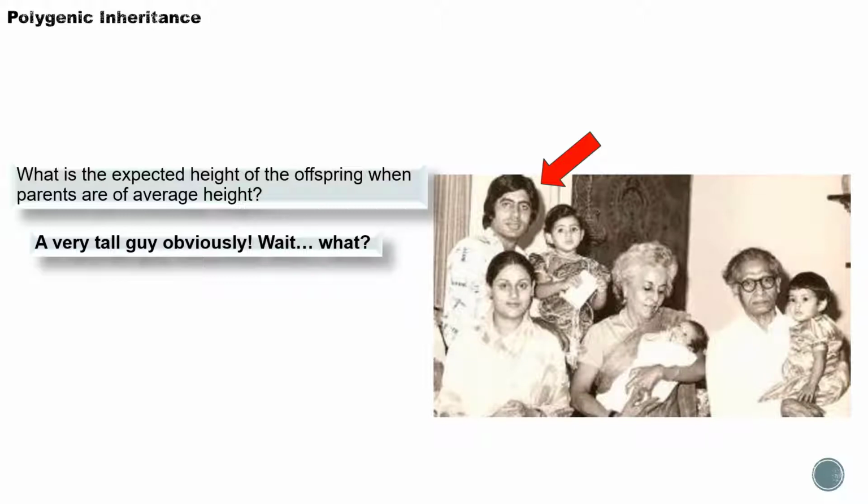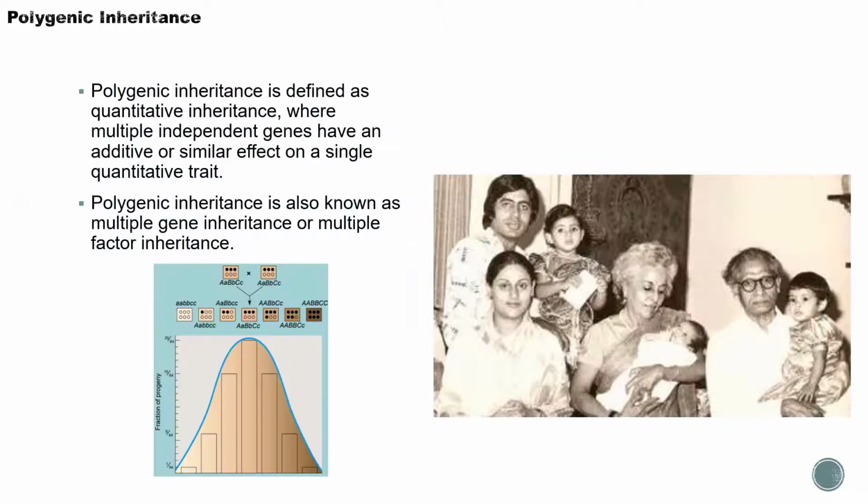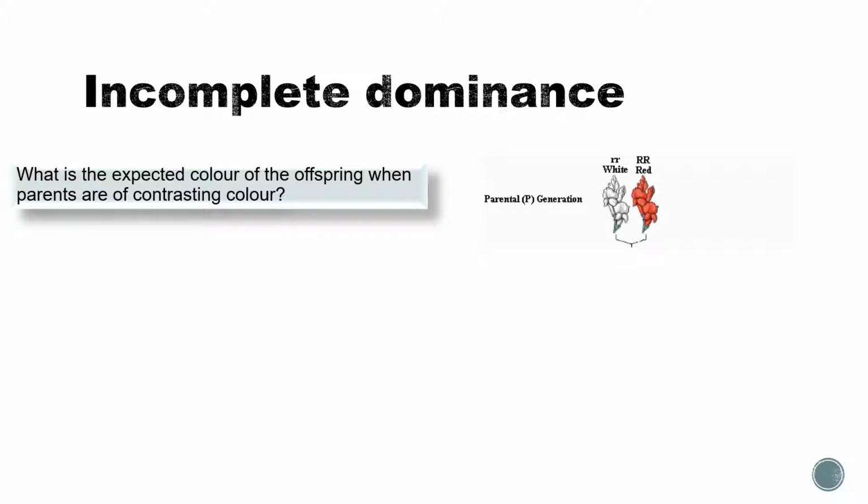But how? This is an example of polygenic inheritance, a number of genes that determine the outcome of a single character. The effect is additive and depends on the dosage of the genes that affect the character. This is also seen in the case of human skin color, and it generally follows a binomial distribution in the population.